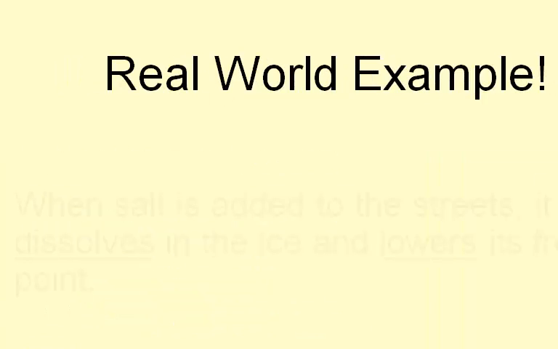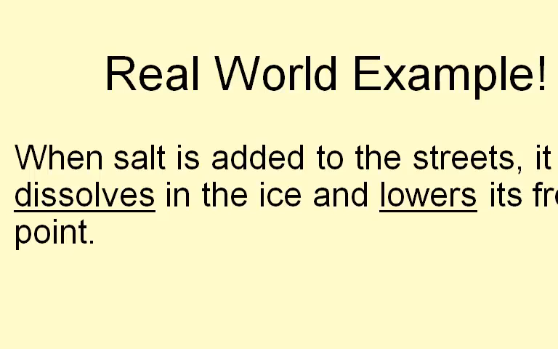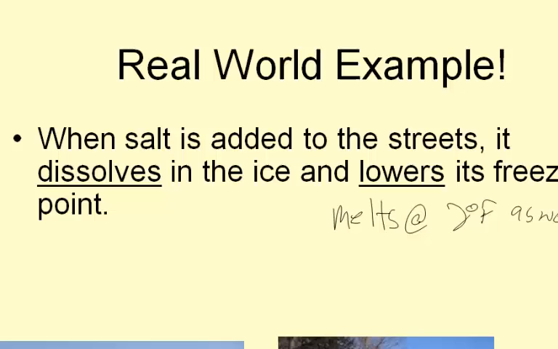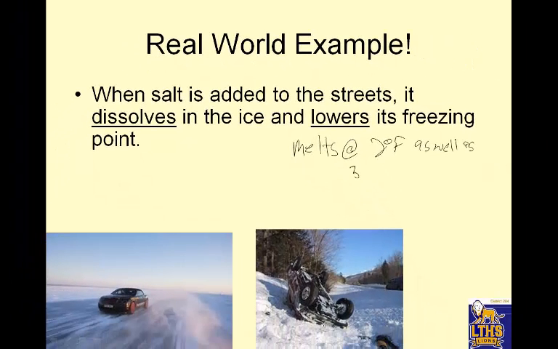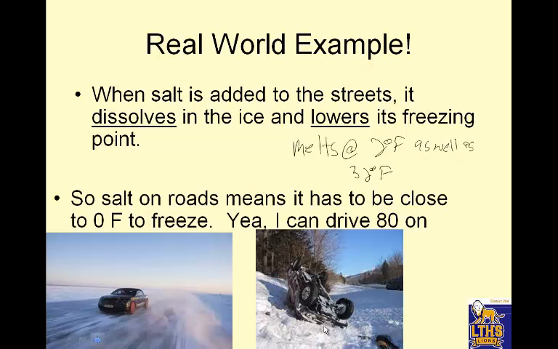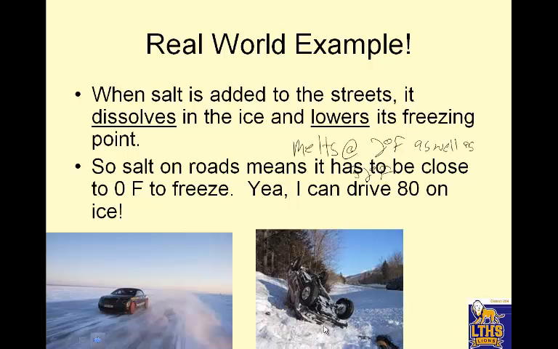So real world examples, some more. When salt is added to the streets, it dissolves in the ice and lowers the freezing point, which means it melts at 2 degrees Fahrenheit as well as 32 degrees Fahrenheit. Whoa, look at that. Isn't that something different? Who really thought that would happen? So salt on the roads means it has to be close to 0 to freeze. Yeah, I can drive 80 on ice.